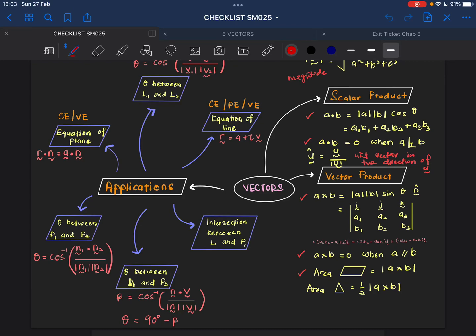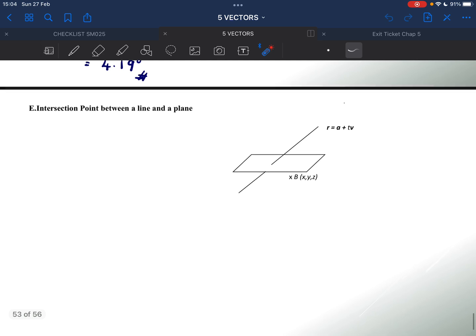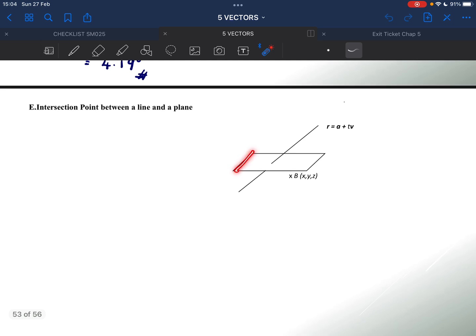Okay, last part for chapter 5, we are going to see the last application, which is the intersection between a line and a plane. Here, as you can see, we have a plane, let's label that as P1, and we have a line here, let's label that as L1. The point of intersection that we want to find is this point here.